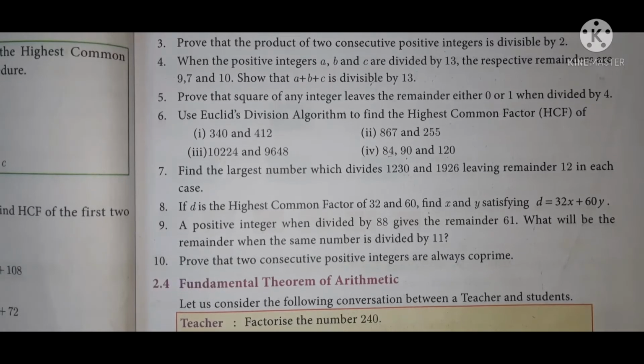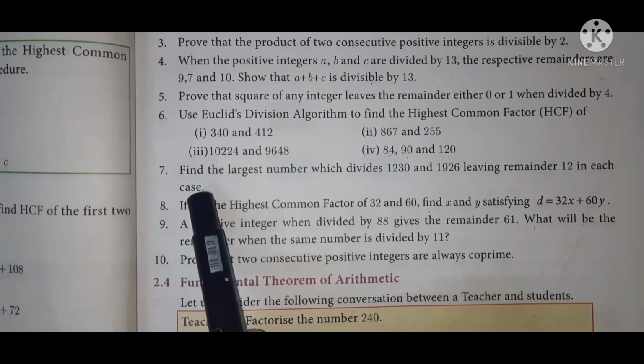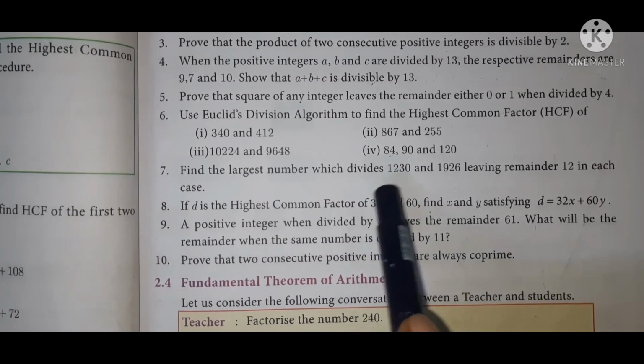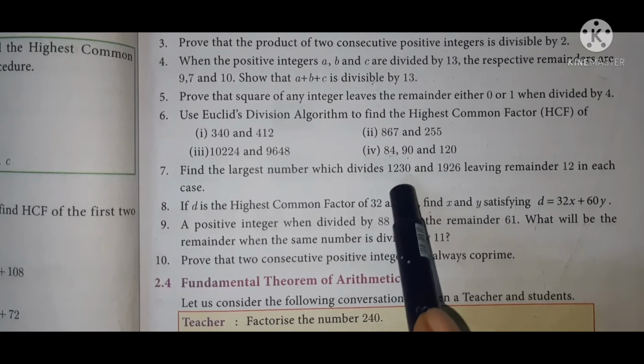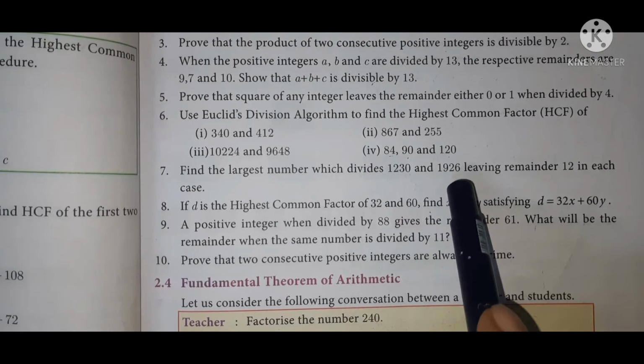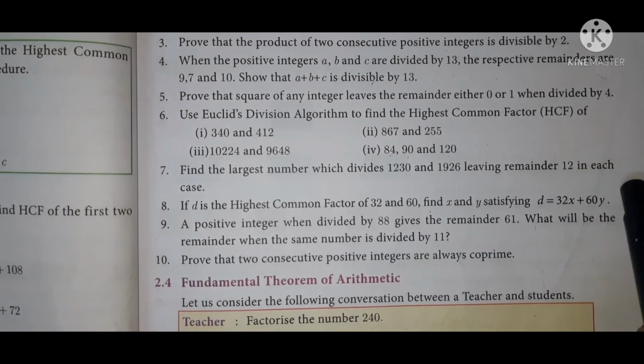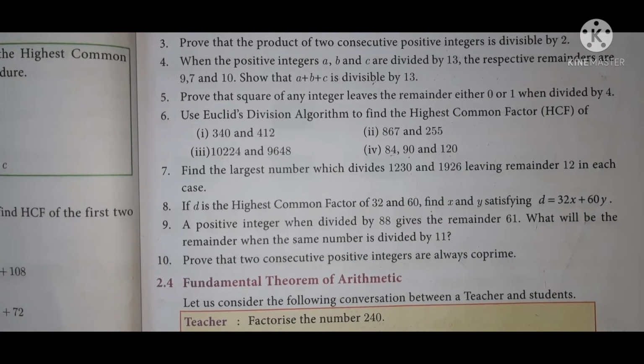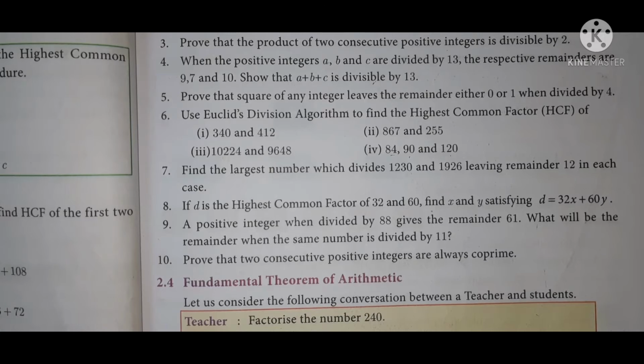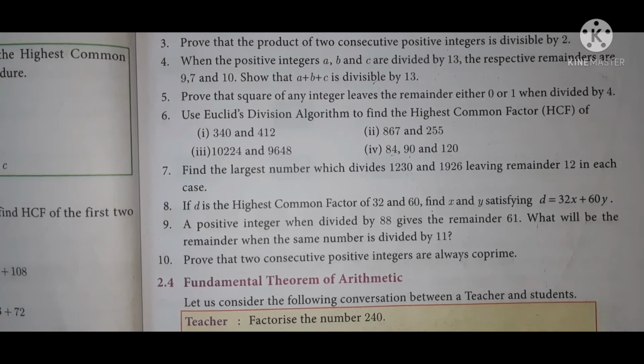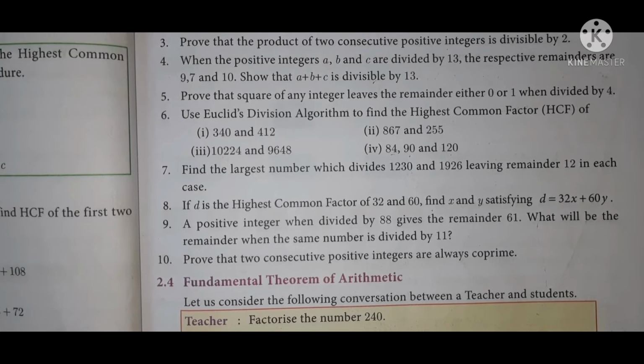Exercise number 2.1, sum number 7. Find the largest number which divides 1230 and 1926, leaving remainder 12 in each case. Given two numbers are divided by a number. When that number divides each number, we get the same remainder, 12. Find that number.